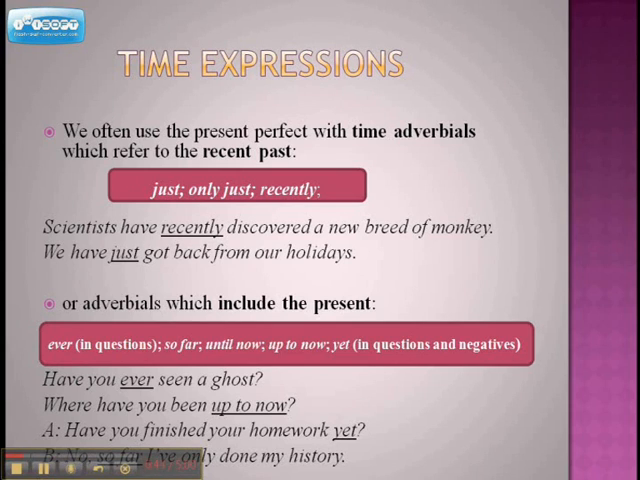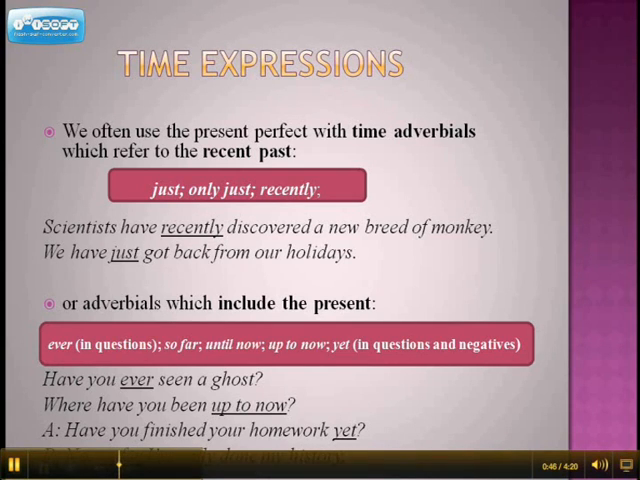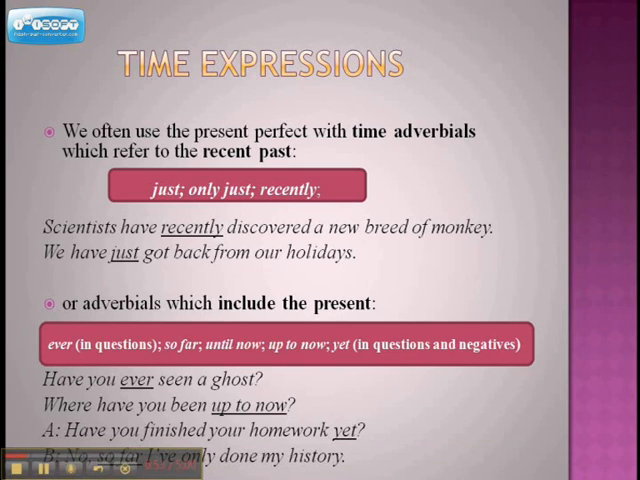Now we will discuss time expressions that are used for present perfect tense. We often use the present perfect tense with time adverbials which refer to the recent past. For example, just, only just, or recently. Scientists have recently discovered a new breed of monkey. We have just got back from our holidays.